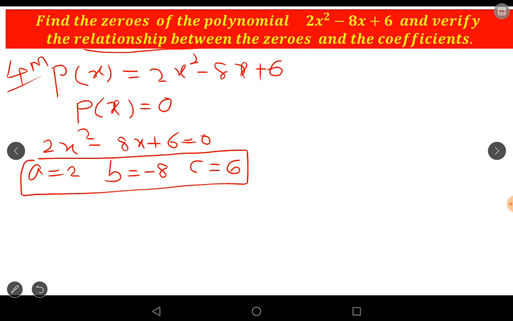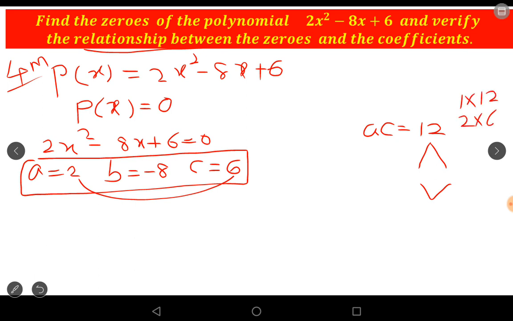Next step, multiply in the rough work, right side corner, a into c. A into c means 2 into 6. 2 into 6 is 12. Here plus 12 means both are the same product of two numbers. Possible products: 1 into 12, 2 into 6, 3 into 4.